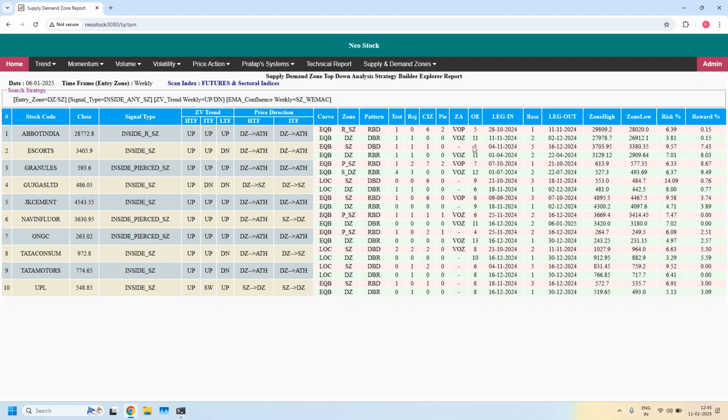And currently price closed inside the weekly supply zone. And a few supply zones are pierced supply zones as per the pierced count. Okay, because today is the end of the week, we will also generate some more additional weekly reports.